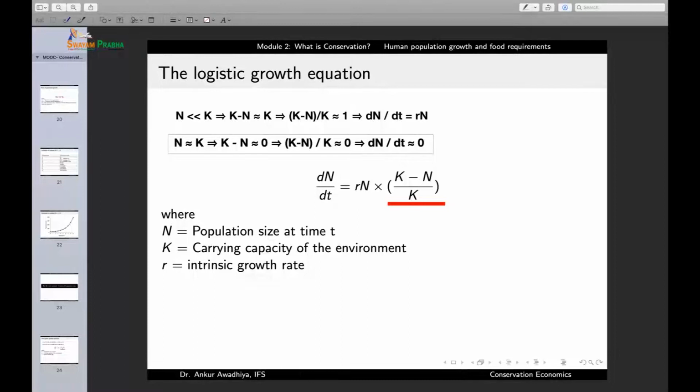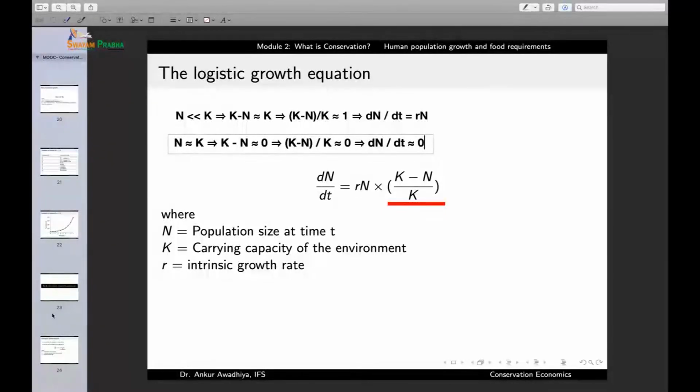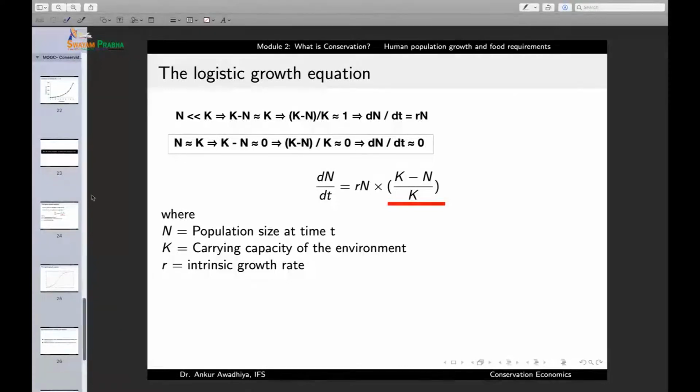What this is telling us is that dn by dt is the rate of increase in population with time. And dn by dt approximately equal to 0 is telling us that the increase in population with time is roughly equal to 0. Now, if the increase in population is roughly equal to 0, it means that the population has now stabilized. The population is now constant. And it is constant where? It is constant at a level that is roughly equal to k. So the population increases, but then it becomes roughly equal to k, which is the carrying capacity.